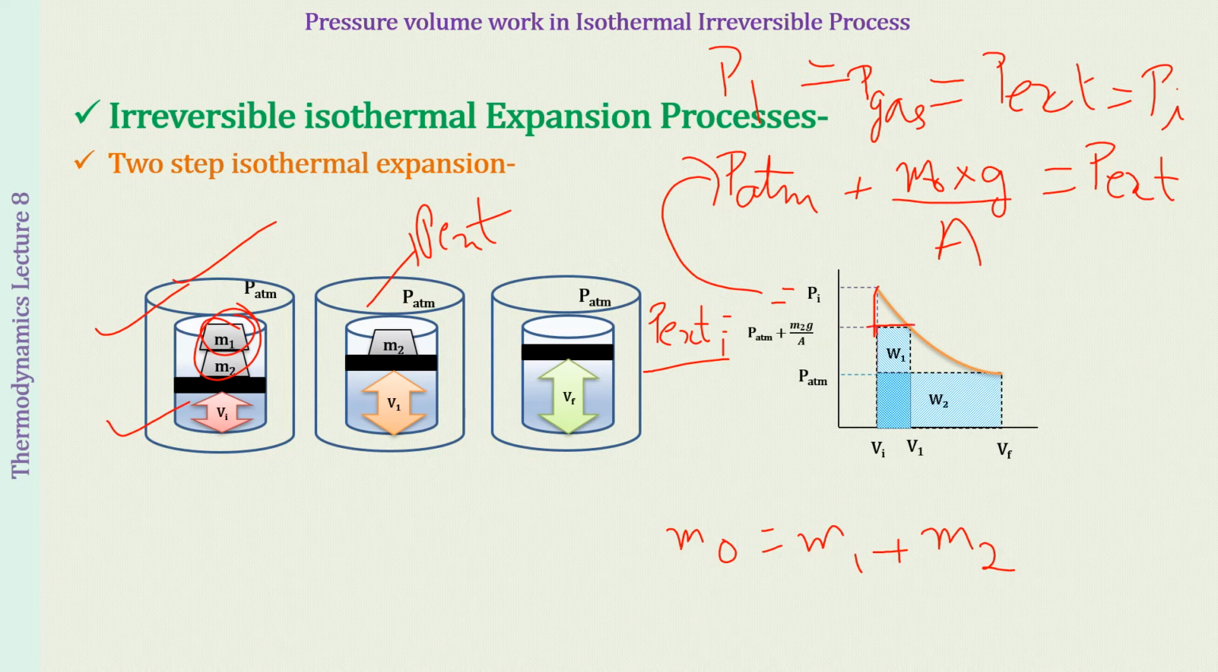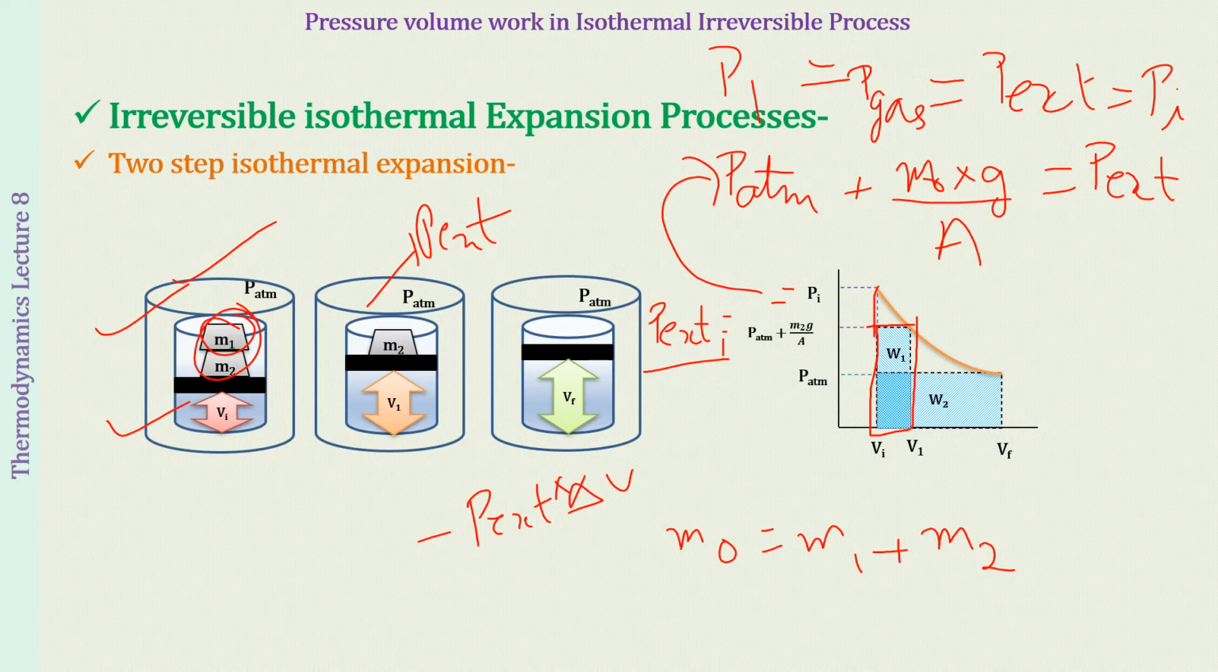So this area is going to be equal to work done, because we have work done equal to P external into delta V, right? And the negative sign is only for the sign convention, so you can put that negative sign also. Fine. Next, what is going to happen?